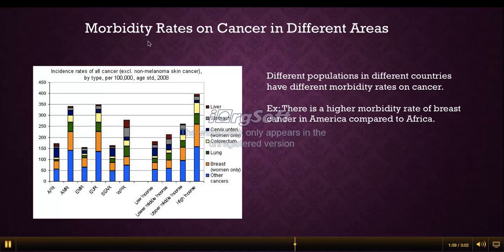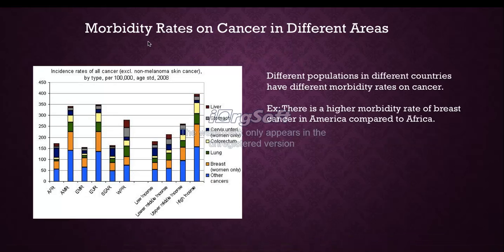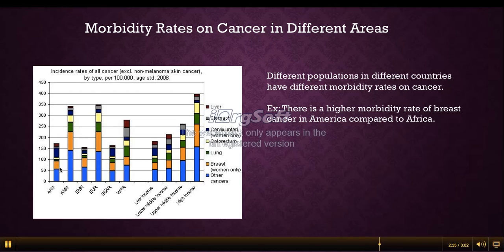So next we will be talking about morbidity rates of cancer in different areas. We have this chart over here, and we're going to focus on the left side of the chart. You see that different populations in different countries have different morbidity rates of cancer. If you look at the graph over here, you will see that an example is breast cancer in America is much higher than breast cancer rates in Africa. So the morbidity rate of breast cancer in America is higher than the morbidity rate of breast cancer in Africa.